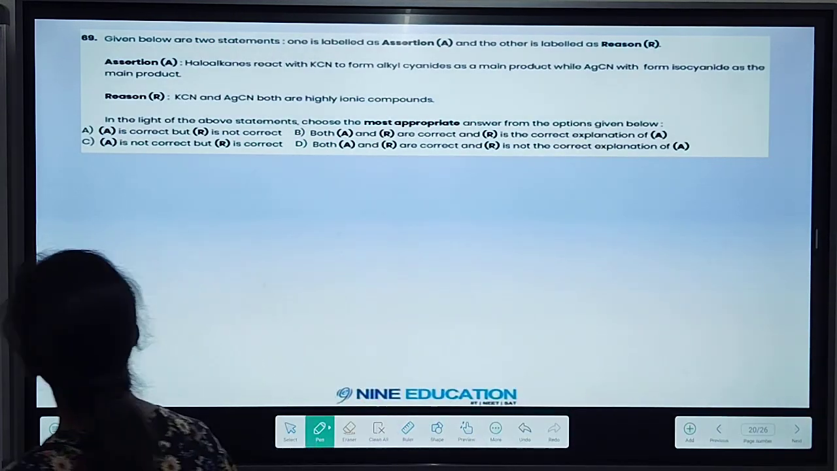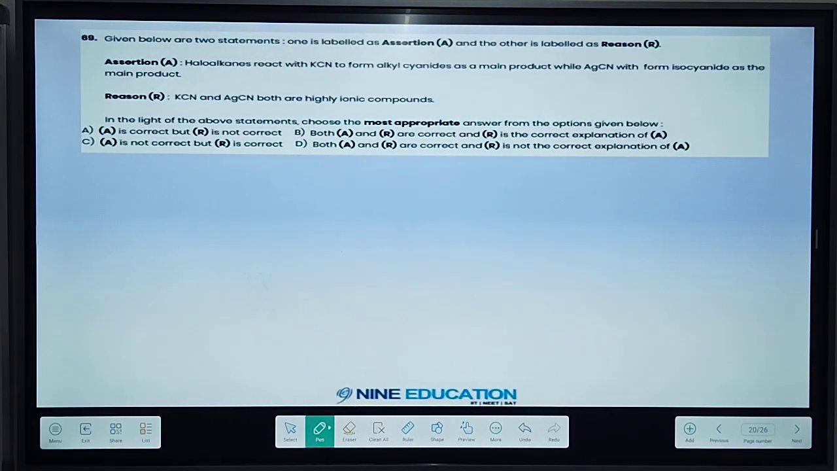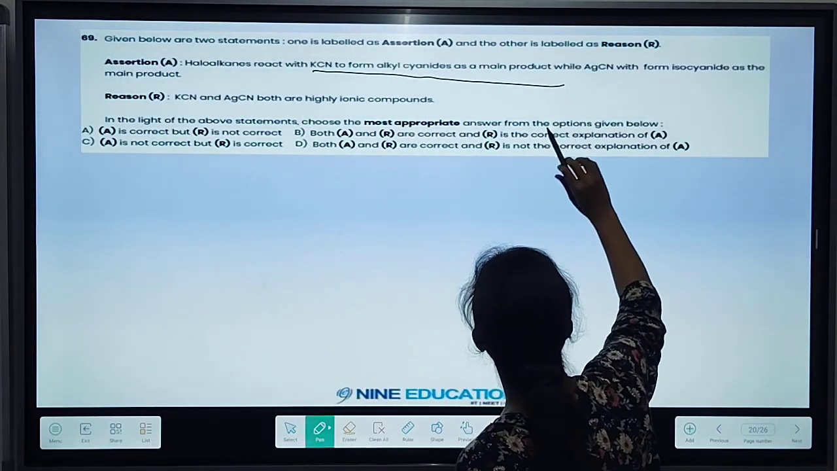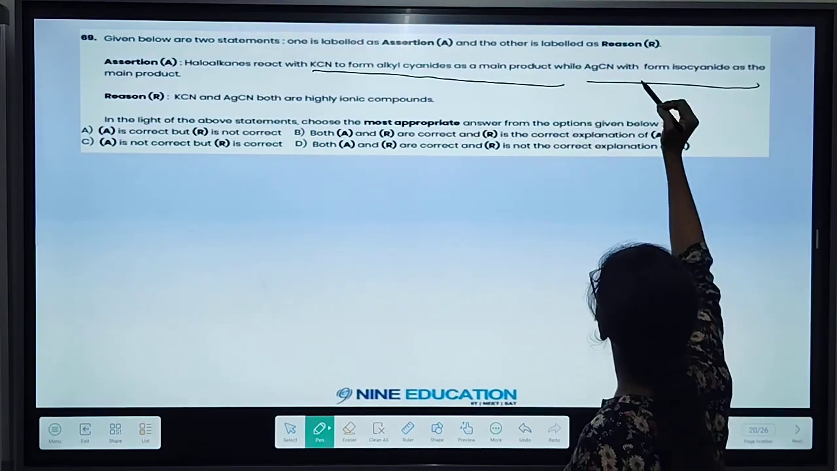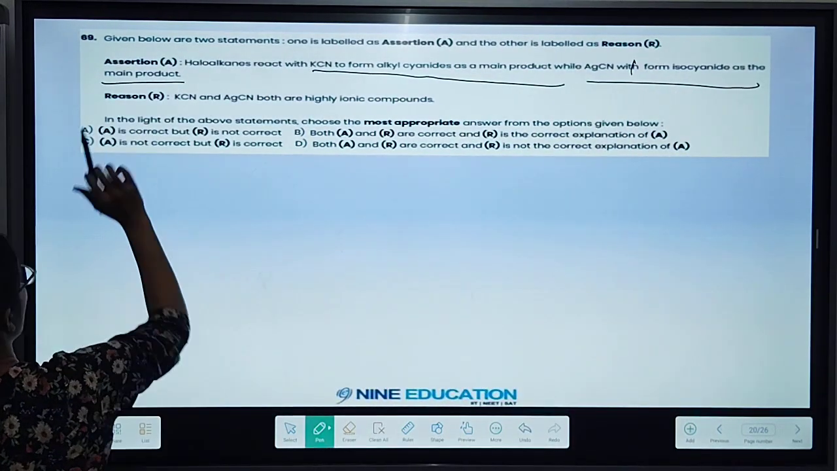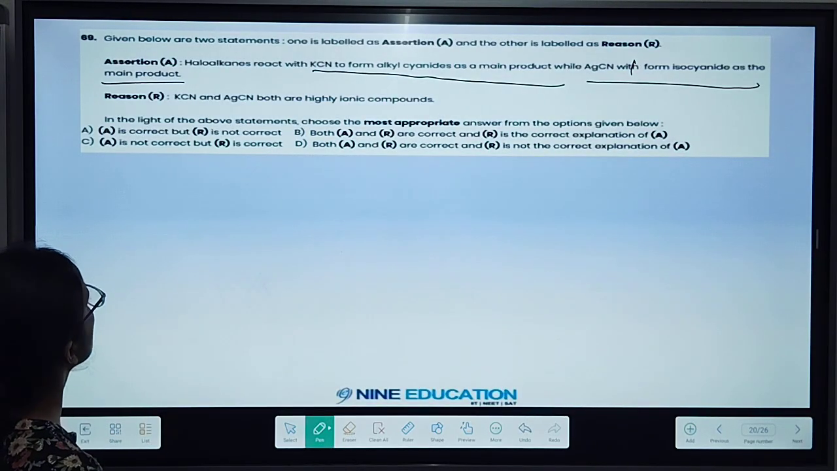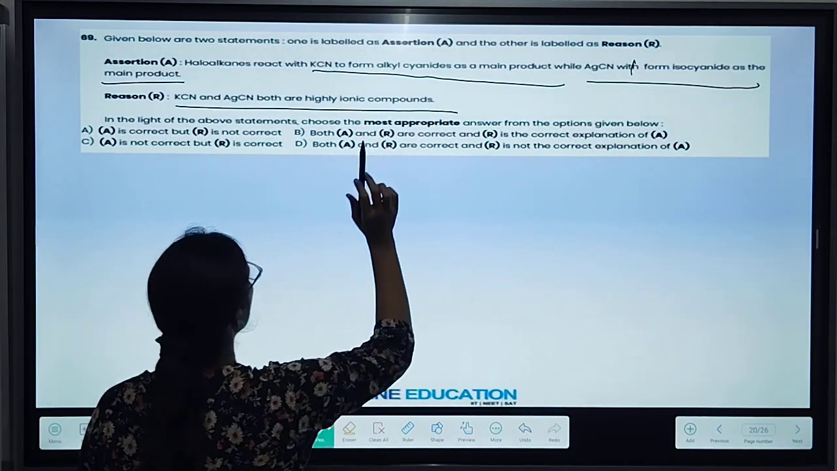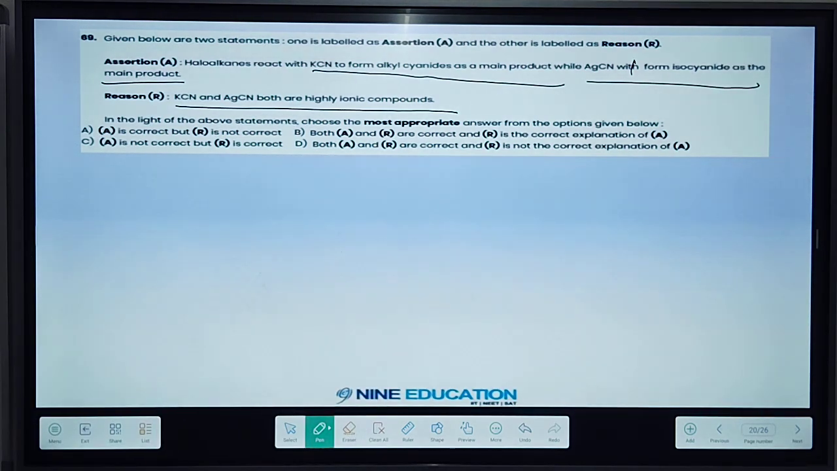Next, we have question number 69. Given below are two statements, one labeled as assertion and the other as reason. In the assertion, haloalkanes react with KCN to form alkyl cyanides as the main product, while AgCN will form isocyanide as the main product. That is absolutely right. The reason says KCN and AgCN both are highly ionic compounds.